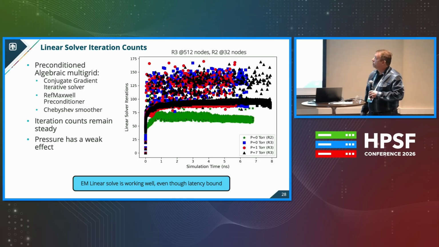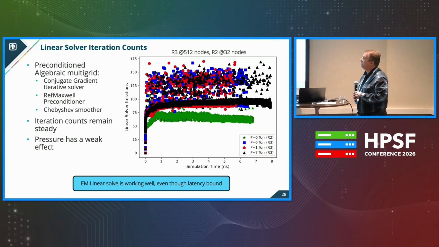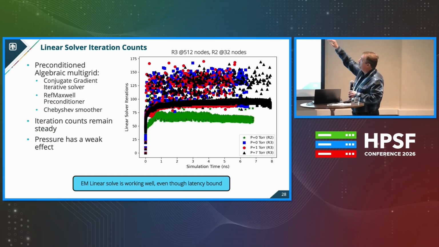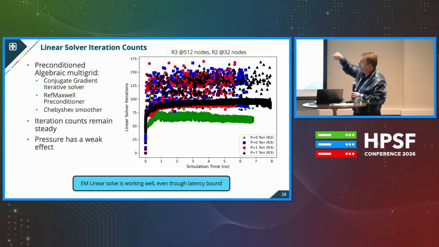Since there's a lot of linear solver people in the crowd, here you go. This is your slide. The blue, the red, and the black. All right, this is the number of linear solve iterations.